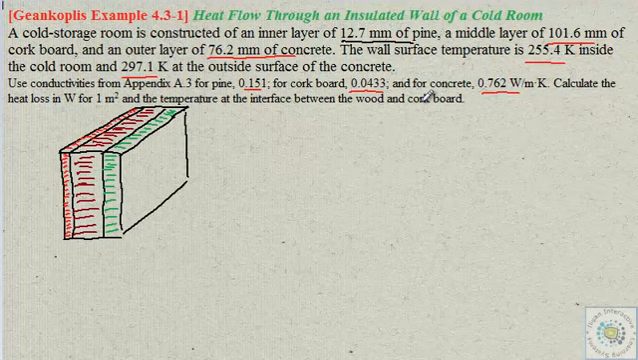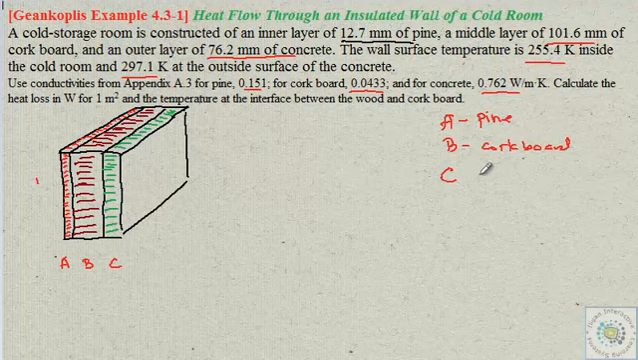Okay, we have this sketch of the wall. Our wall is made of 3 layers. In this approach, A will be the pine. The B will be the middle layer, made of the corkboard, and next to it, letter C is the concrete. This is the surrounding, and this is the cold room. This is the cold part of the section. This is the surrounding, which is at a higher temperature.